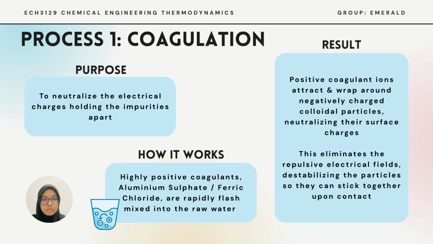Now, let's look into the core engineering operations. Starting with process 1, coagulation. In raw water, impurity particles carry negative surface charge that cause them to repel each other, keeping them suspended. The sole purpose of coagulation is to neutralize this electrical charge so the impurities can come together. How does it work? Highly positive coagulants, specifically aluminium sulfate or ferric chloride, are rapidly mixed into the raw water.